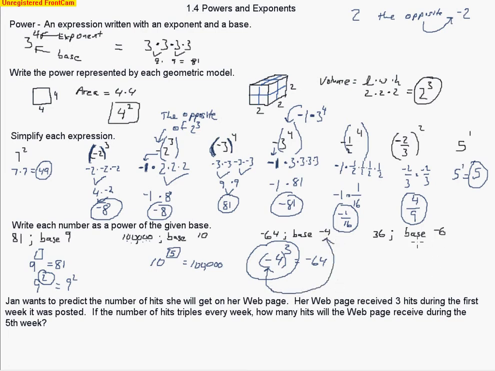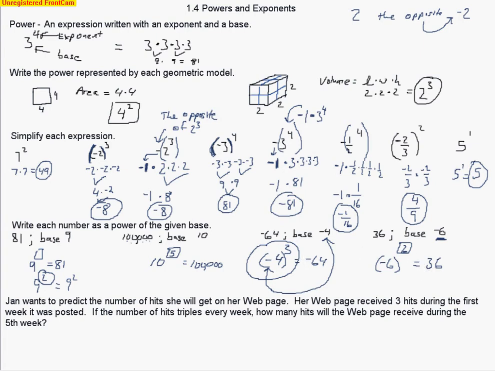Same thing here. See, the base is negative 6, so I need to put negative 6 inside the parentheses. Oh, jumping the gun there. Let me fix that. Giving you the answer before I go over it. Negative 6 is the base. Now, what exponent would I need to make positive 36? 2, because you only need 2 negative 6s to multiply to make that 36.